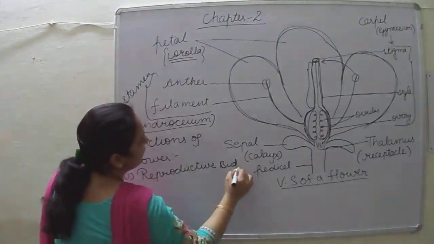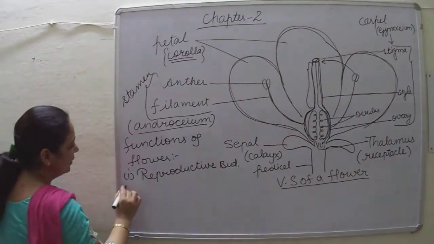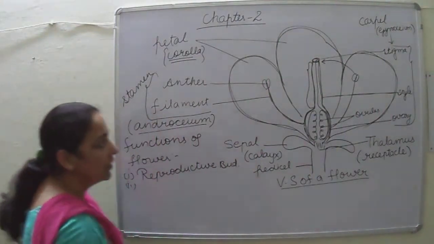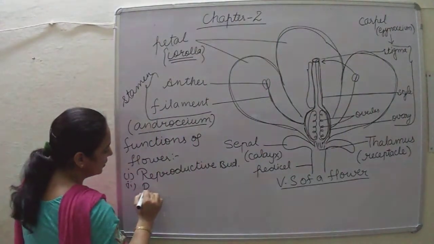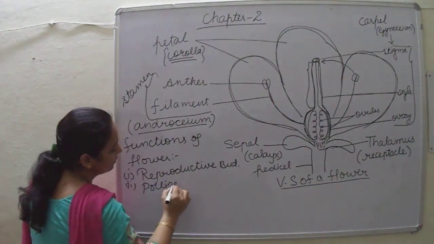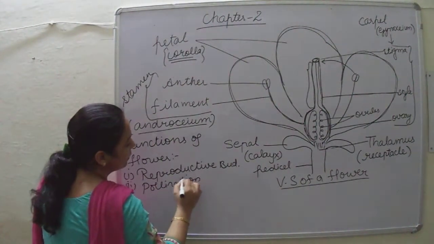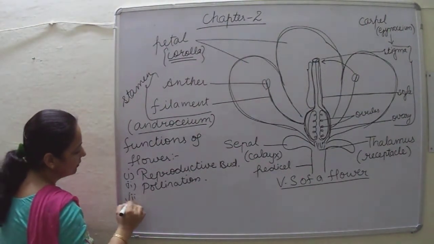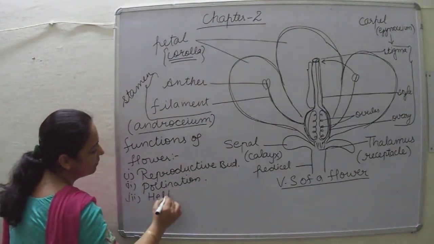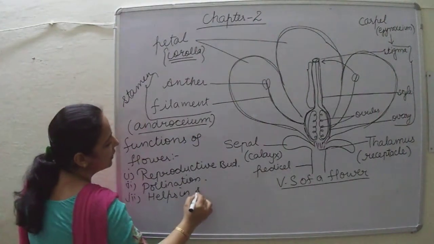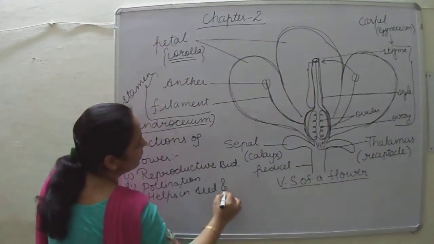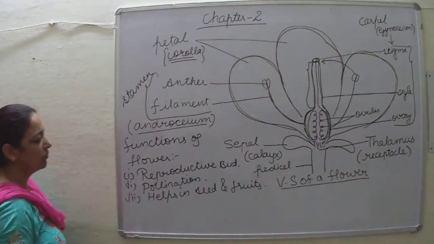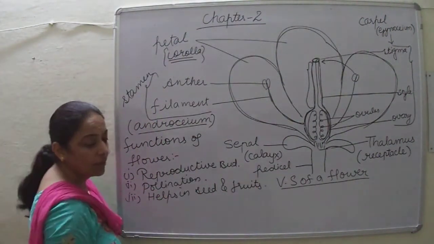That helps in reproduction. Second, it helps in pollination of pollen grains, from the male part to the female part. Third, it helps in formation of seeds and fruits.